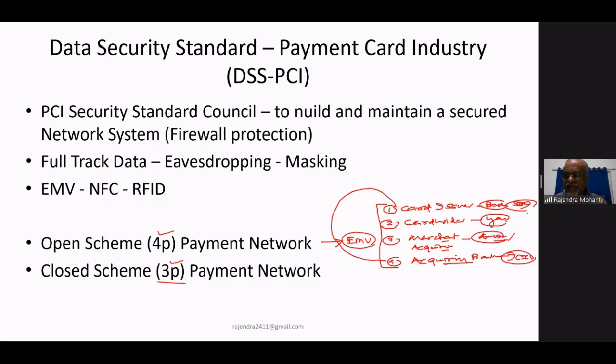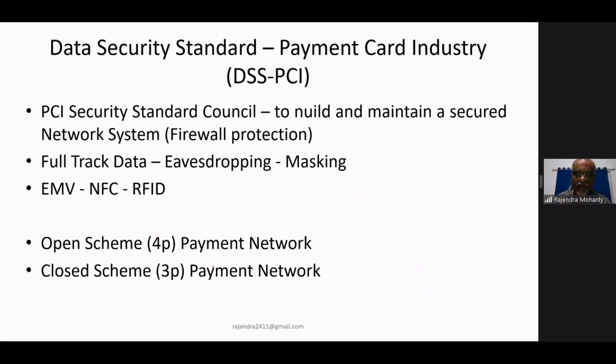Now, you are there, Amazon is there, and only the card issuer authority and acquiring bank are the same, say HDFC Bank or ICICI Bank alone. So that means only three parties are there. Whenever these three parties are involved, that is called a closed scheme payment network. Okay, is it clear? There is no doubt about it.